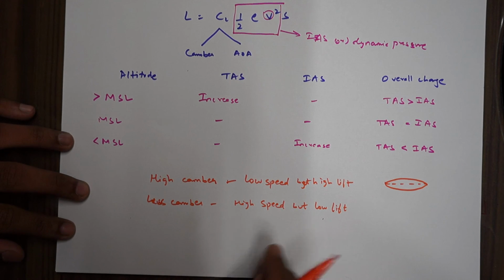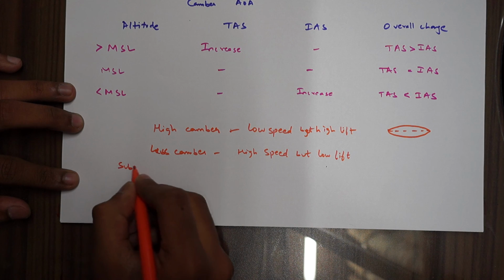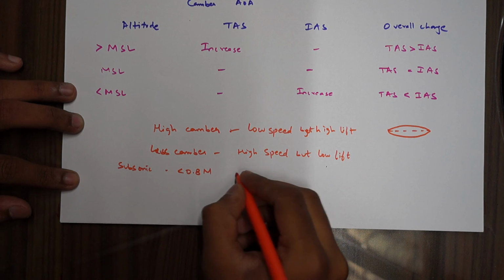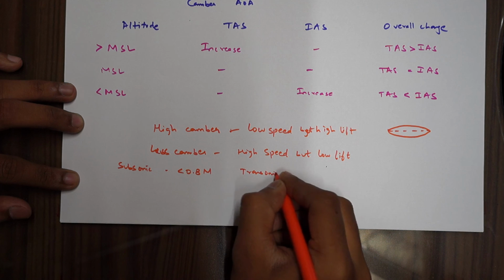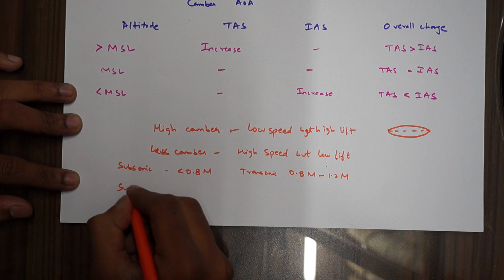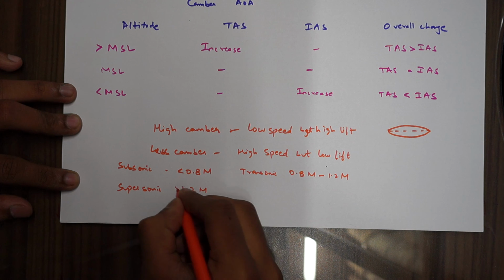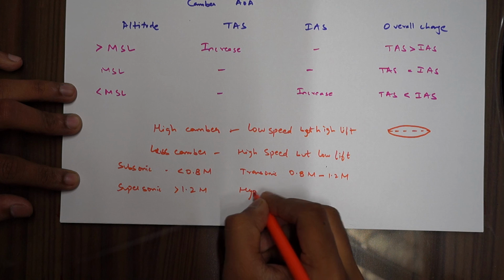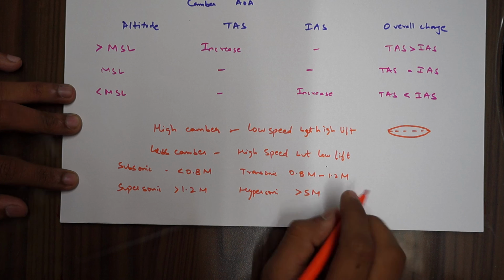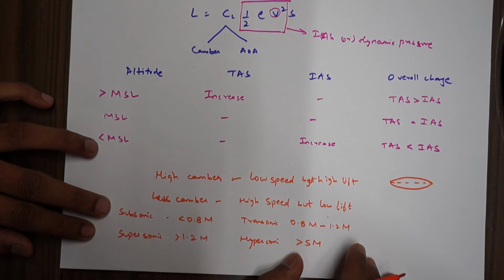Alright. And varying on the speeds, we have aerofoils as subsonic, that is less than 0.8 Mach. Alright. Transonic, 0.8 Mach to 1.2 Mach. Supersonic is 1.2 Mach and beyond. And there's something called hypersonic, which is under development, is greater than 5 Mach. Alright. So these aerofoils are on basis of speed are split into these types.